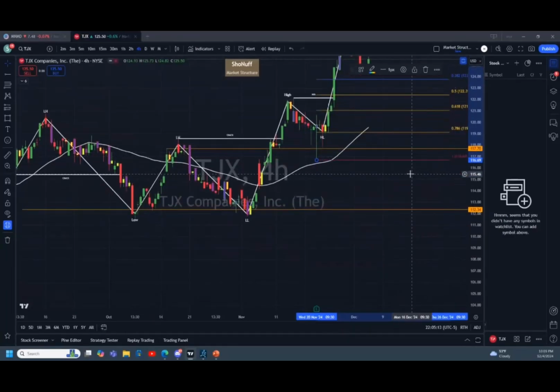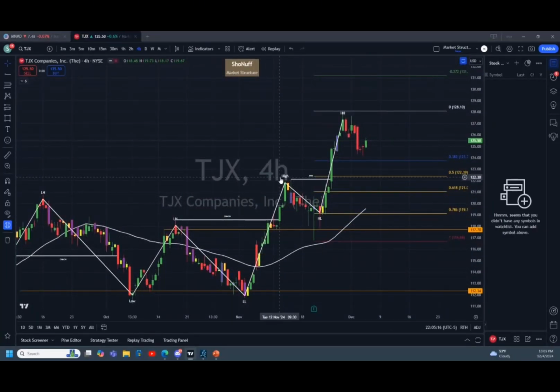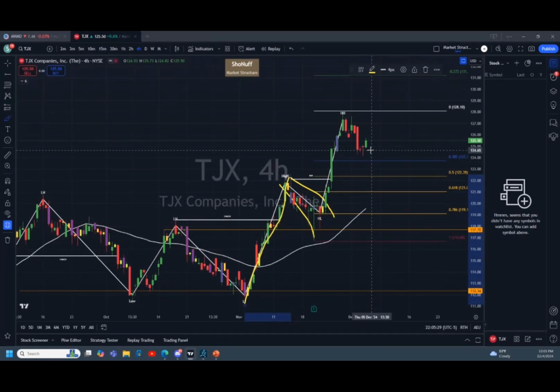But even with that being said, on the 4 hour, double bottom. Also, you have a bull flag too, right? This is a bull flag, right? That's a bull flag. Man, we be missing these boys. Missing these setups.